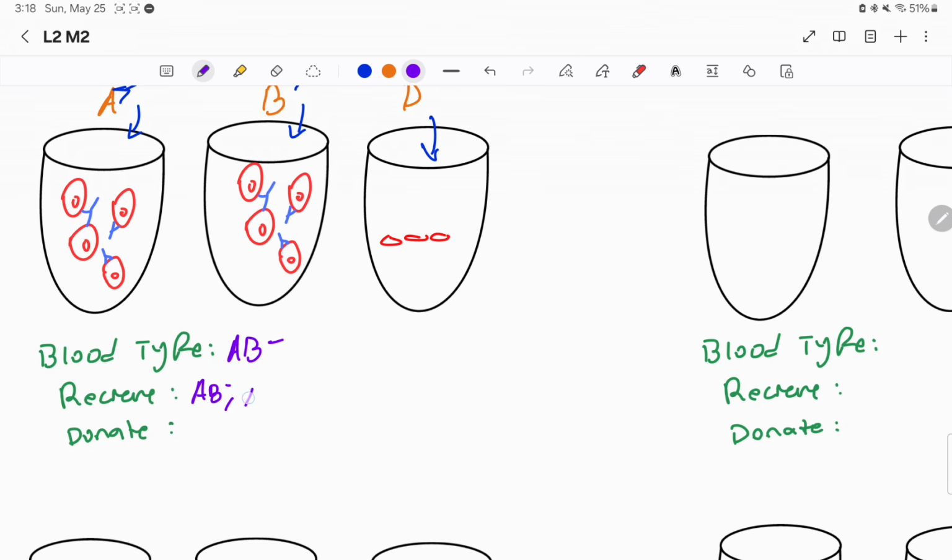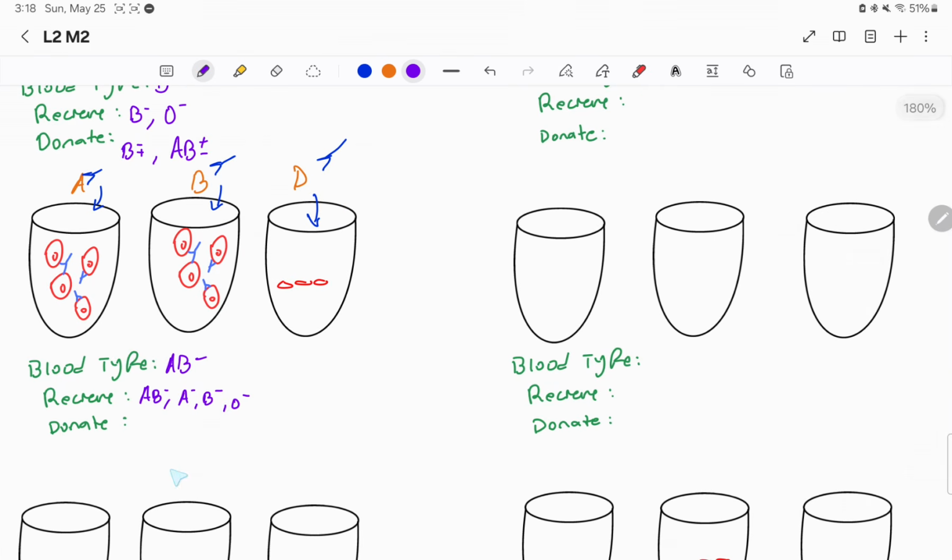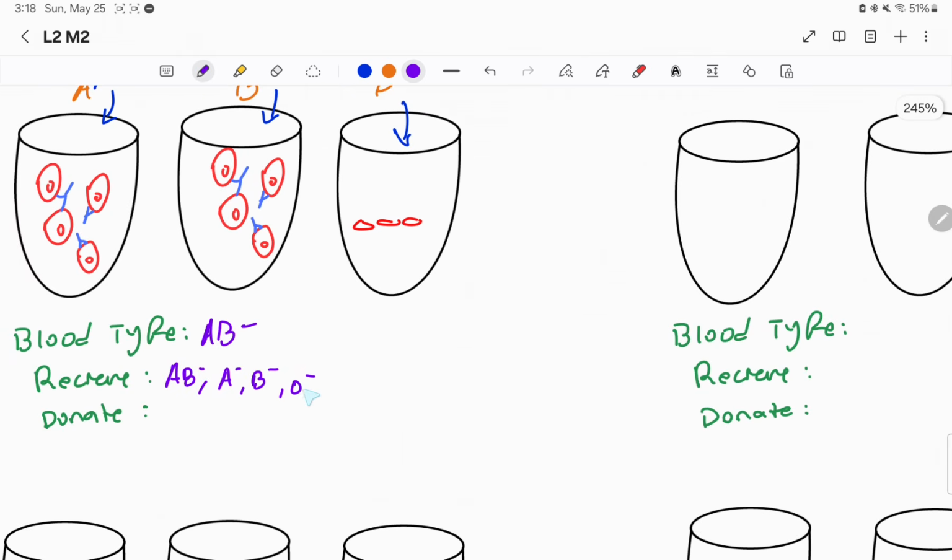he can receive blood from A negative, B negative, and O negative. Okay, because remember, A and B can give to both AB. Okay, and negative can just give to everybody. All right, and O negative is a universal donor. Now, who can he donate to?